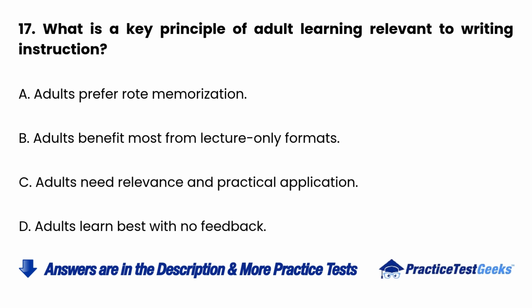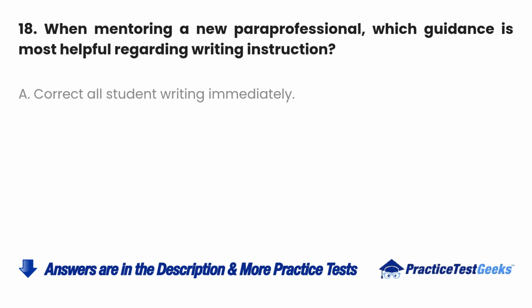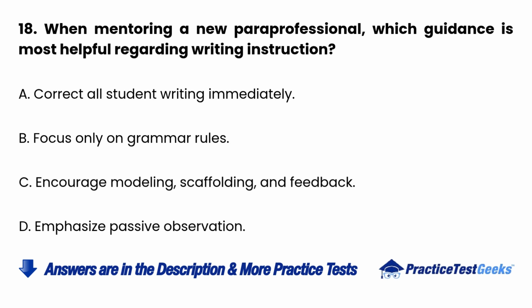17. What is a key principle of adult learning relevant to writing instruction? A. Adults prefer rote memorization. B. Adults benefit most from lecture-only formats. C. Adults need relevance and practical application. D. Adults learn best with no feedback.